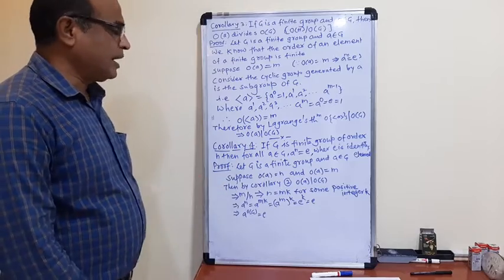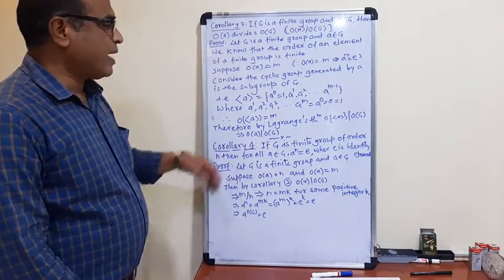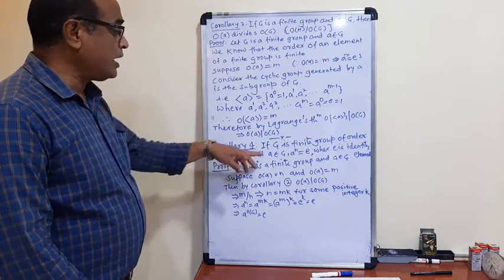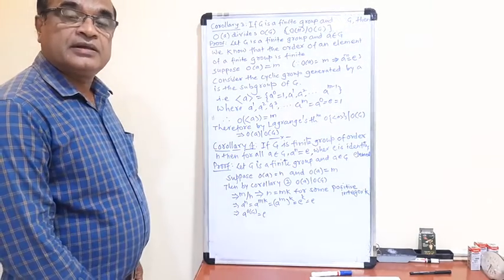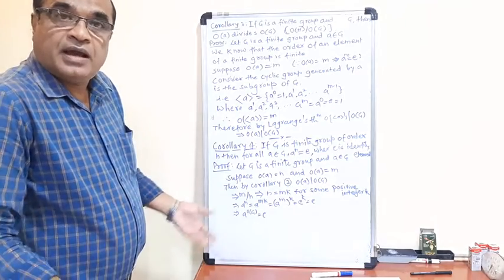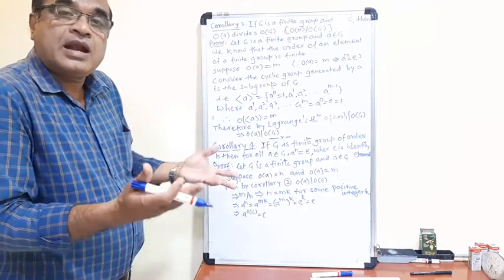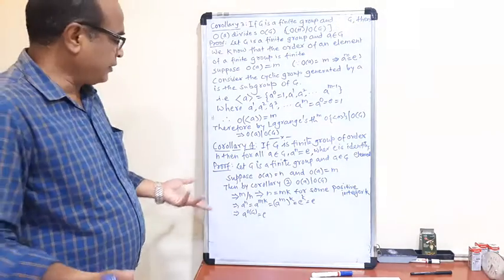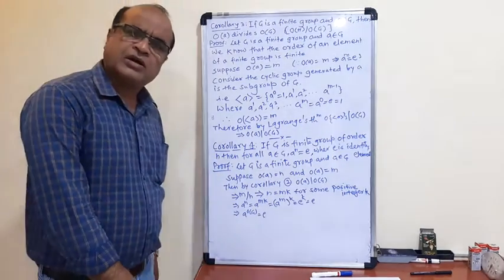So again, let me repeat, what is the corollary? If G is a finite group of order n, then for all a belongs to G, prove that a raised to the power n is the identity element. So that is what we are proving here. Okay. So what is the proof of this corollary?